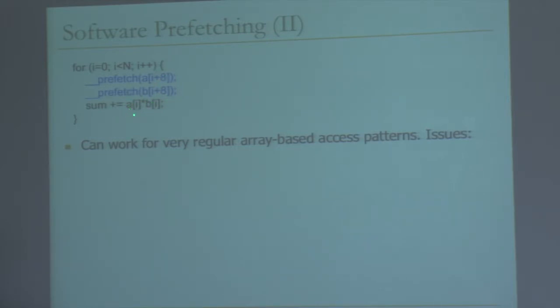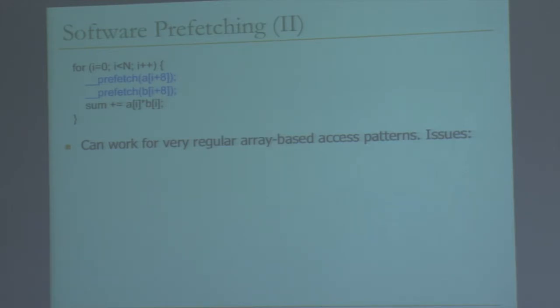While you're doing the sum, you're prefetching 8 iterations ahead, right? These prefetch instructions, by the way, are non-blocking. What they should not do is stall the processor. If you stall the processor here, well, it's kind of bad, right? You'll not wait for the prefetch instructions. They should just issue the prefetch and get out of the machine, okay?